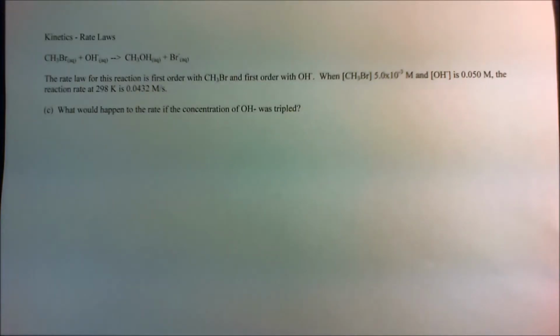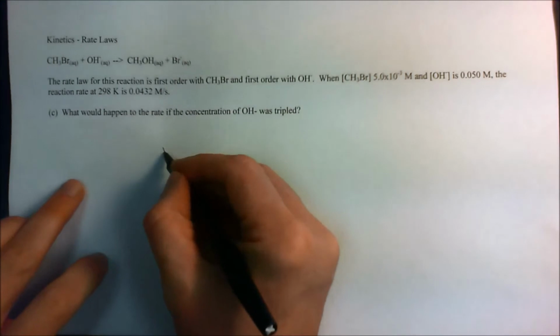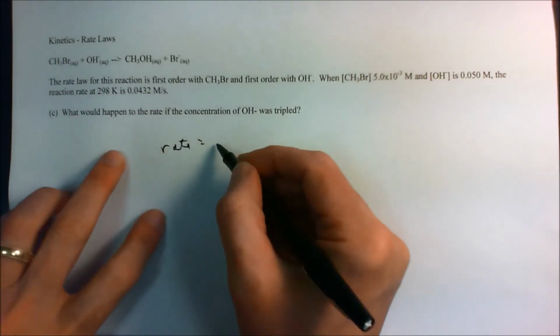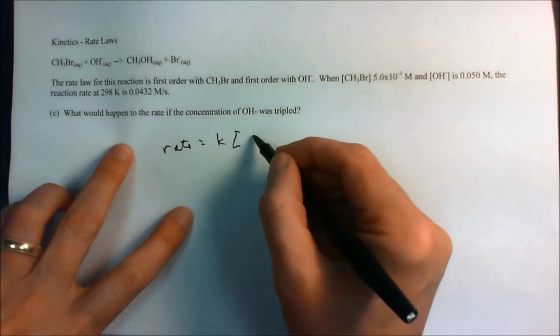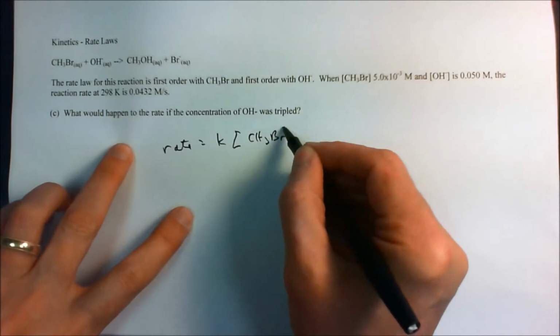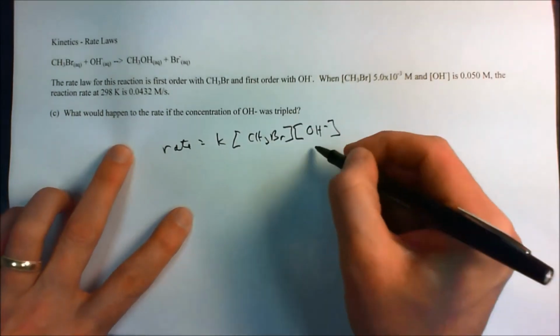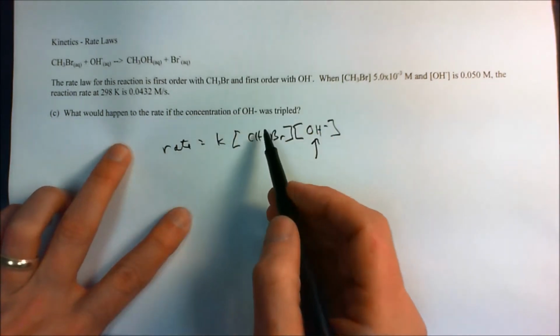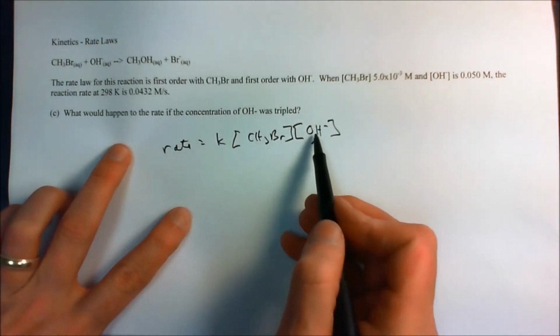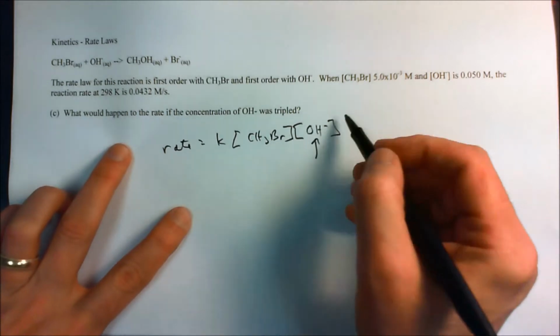So we answered what would be the appropriate units, and of course it was per mole per second. And so finally, with question C, what would happen to the rate if the concentration of OH minus was tripled? Well, recall that the rate is equal to the rate constant times the concentrations, both of them raised to the first power. And so it doesn't matter. This is tripled. It's to the first power.